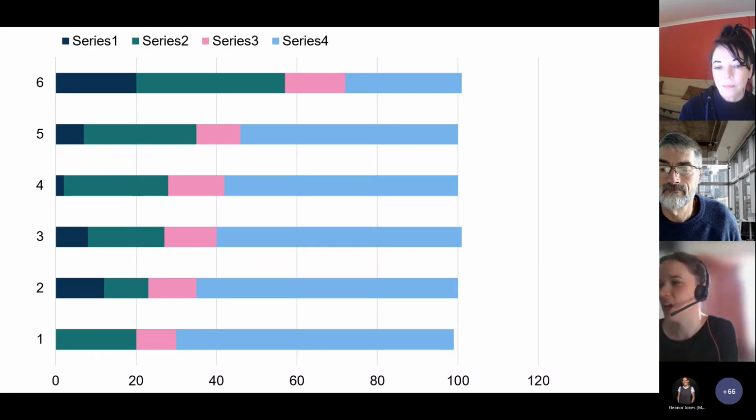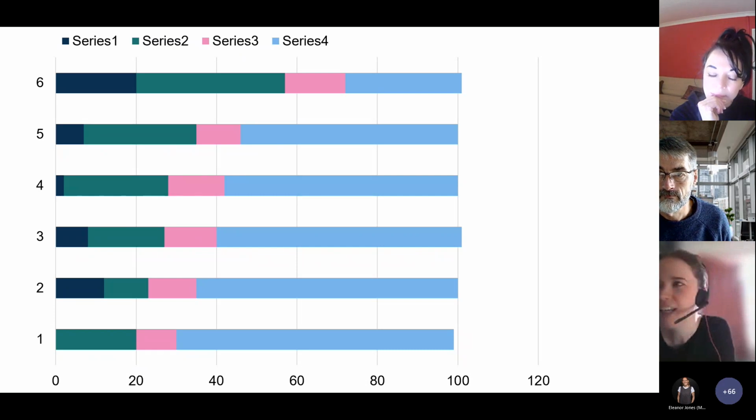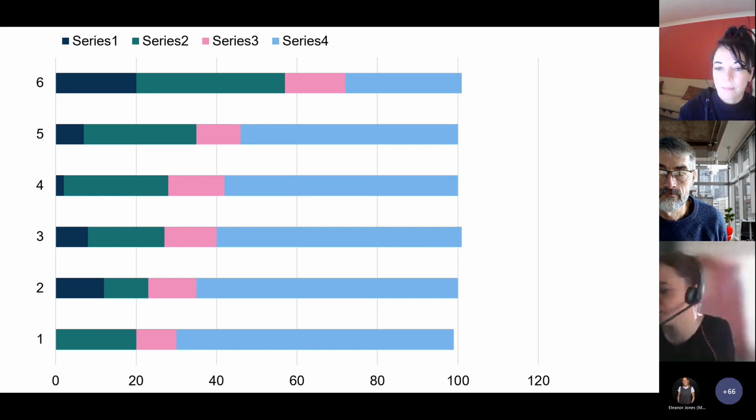So this is a chart and I'm a sighted user. I don't have any issues seeing colour. So to me, that chart's absolutely fine. I can see all the different parts of the stack and I can match everything to the legend. I don't have a problem with it.